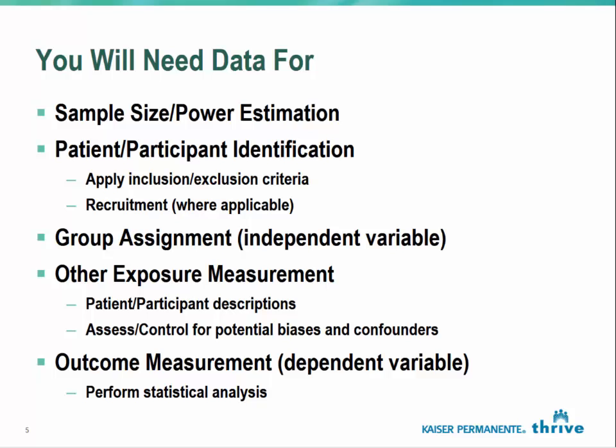Later, when you have your data, you'll be doing group assignments. So say it's a retrospective study, how you're going to assign your patients to an intervention or an observation group or a control group. That'll be your independent variable. And then other exposure measurements, perhaps describers of your patients, socioeconomic status, things like that. And then also you're going to be looking for potential confounders. You'll have to have data to measure those exposures. And finally, you're going to have your outcome measurement. This will be your dependent variable, and that'll be the data that you're going to perform your statistical testing on.